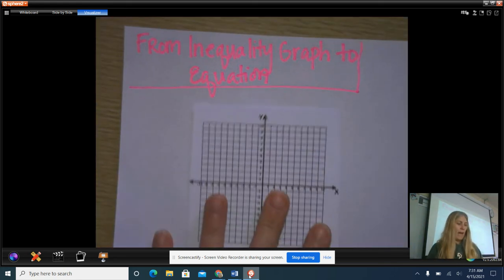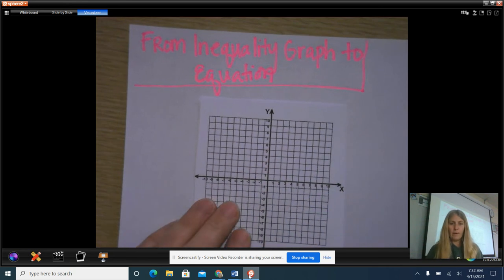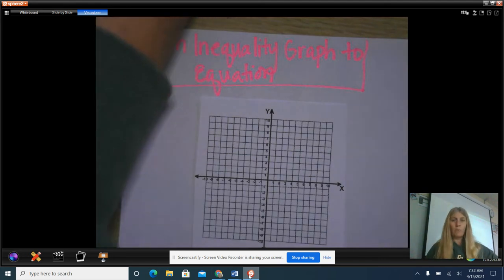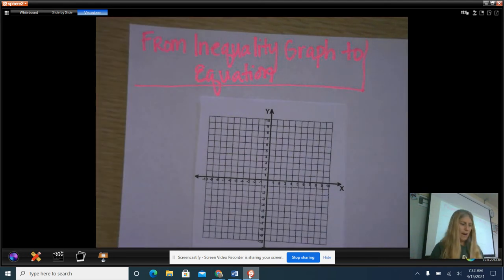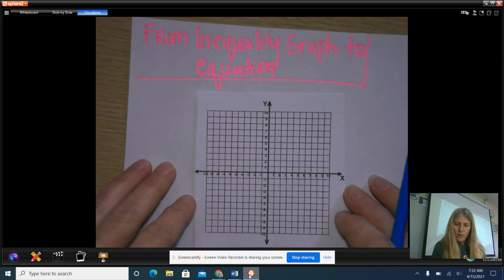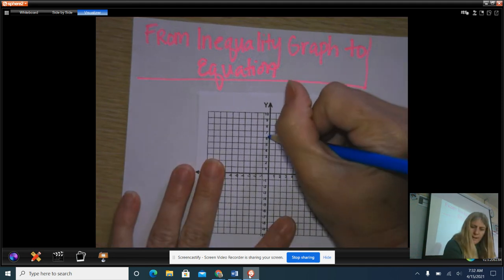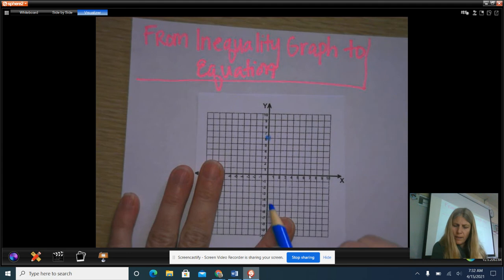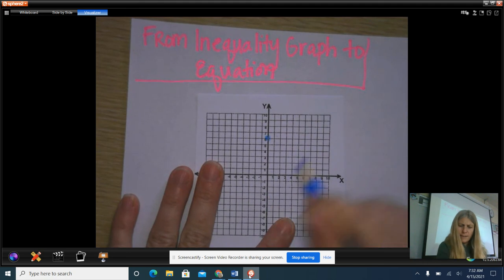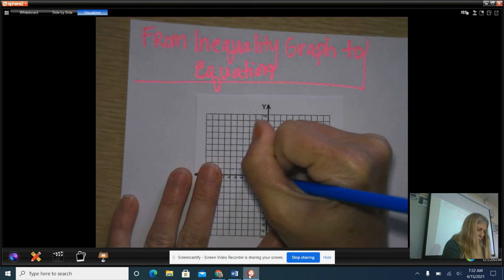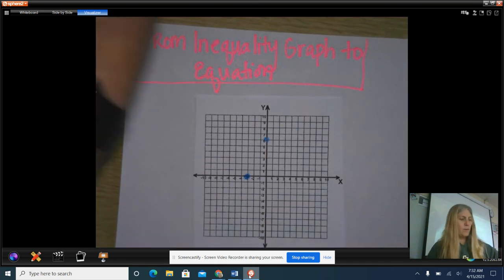So go ahead, and if you don't have a little piece of paper from class, you're just going to do a very quick coordinate grid. So I'm going to have you sketch a couple points, and then after we create our graph, we'll go ahead and find that equation. So I'd like for you guys to go ahead and put a point on the y-axis at 6. And then go ahead and put a point on the x-axis at -3. Okay. So we're going to draw our line with those 2 points.